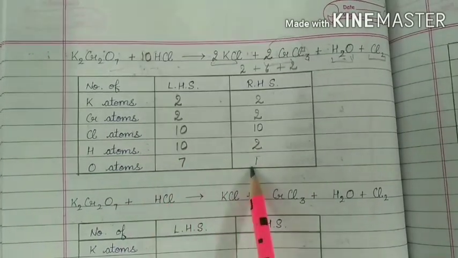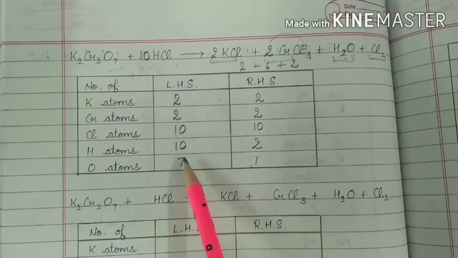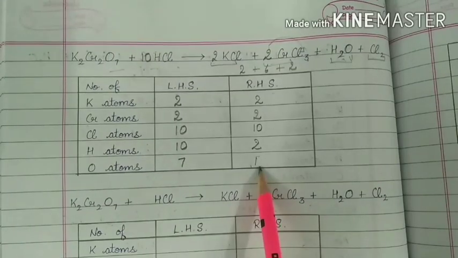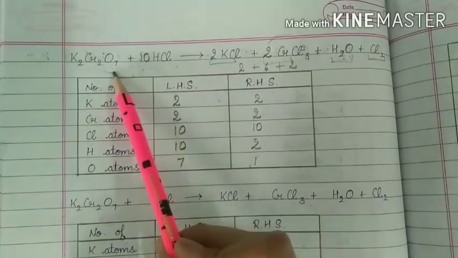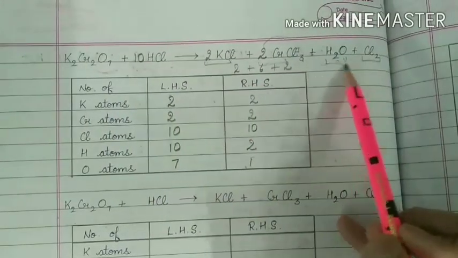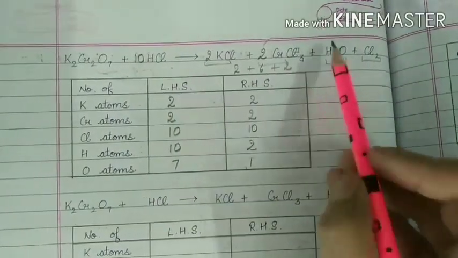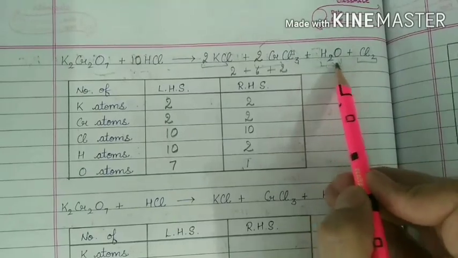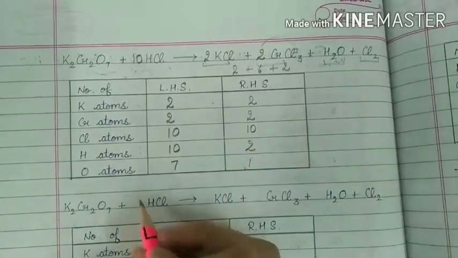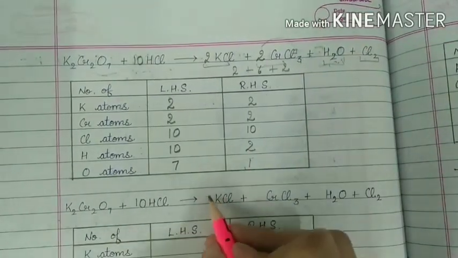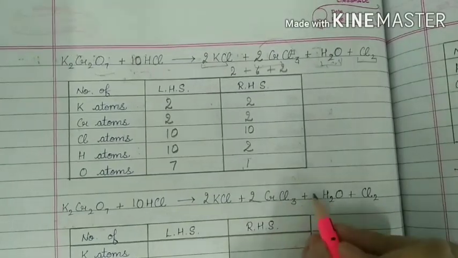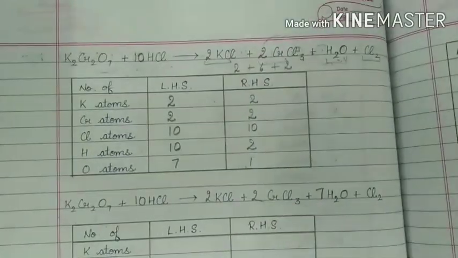So to balance oxygen atoms, we have to make the two numbers equal to each other. On the left hand side we have 7 oxygen atoms, and on right hand side if we want to make 7 oxygen atoms, we can put 7 in front of H2O. So writing the equation like this, we have to write 7 in front of H2O.